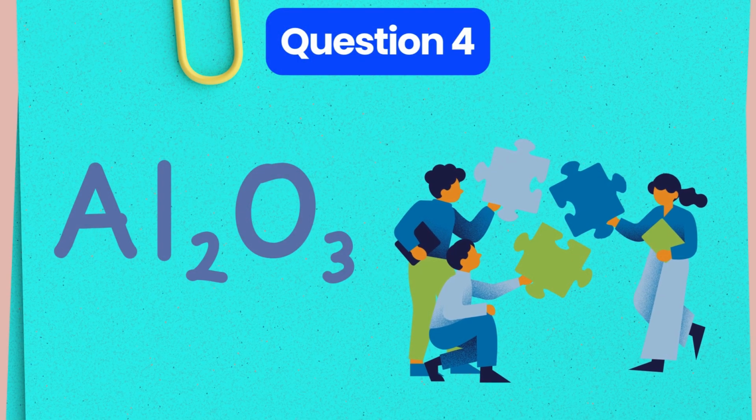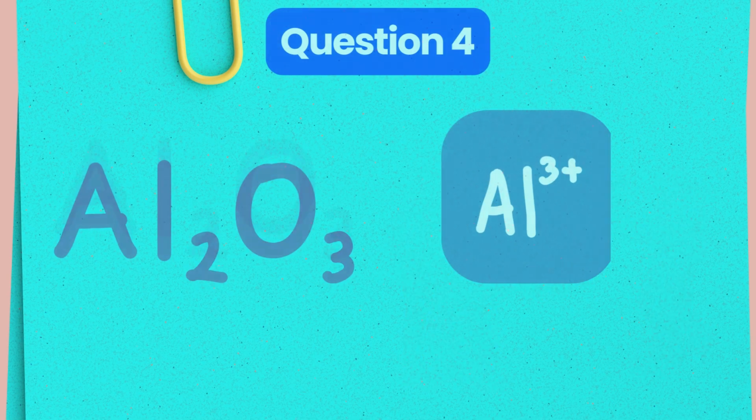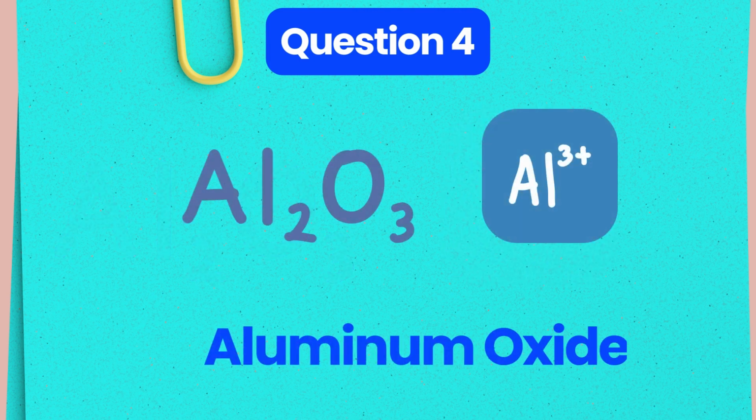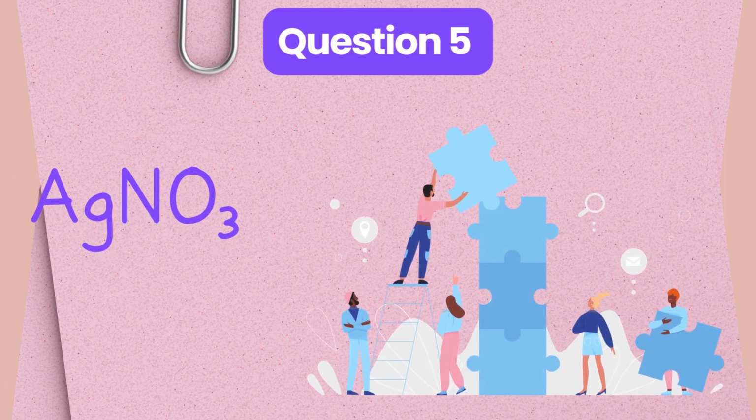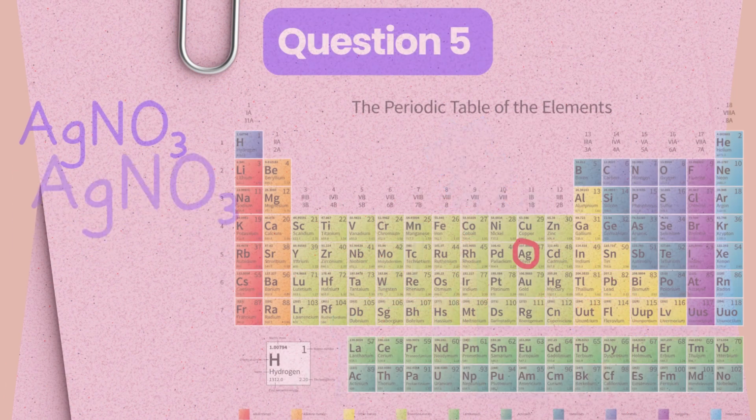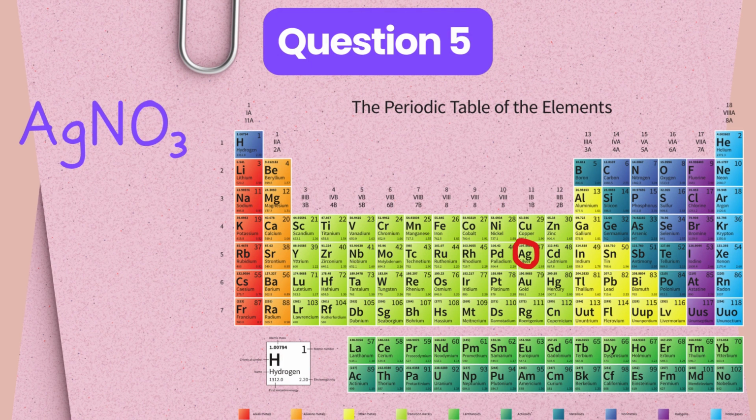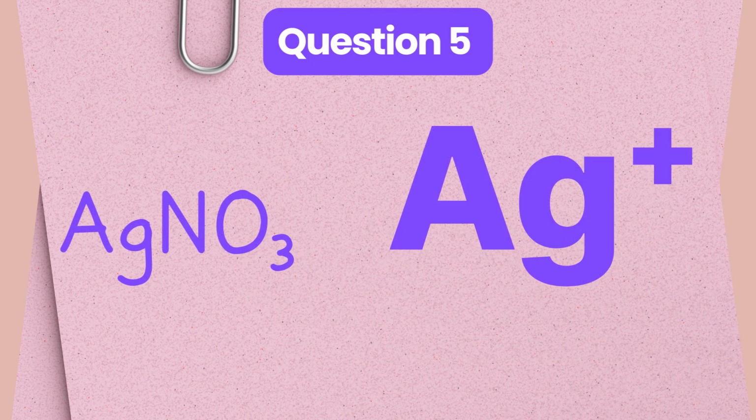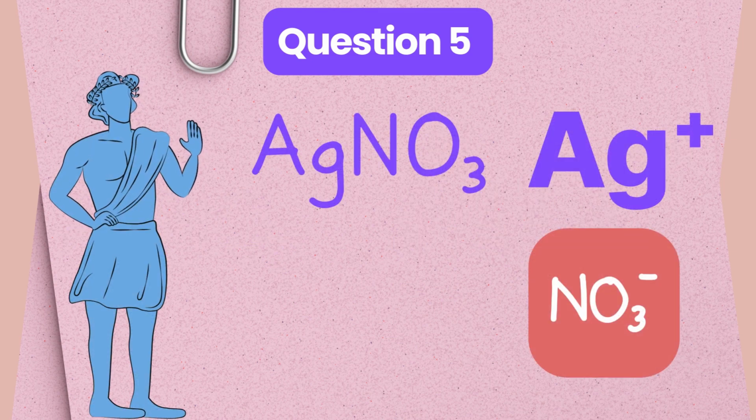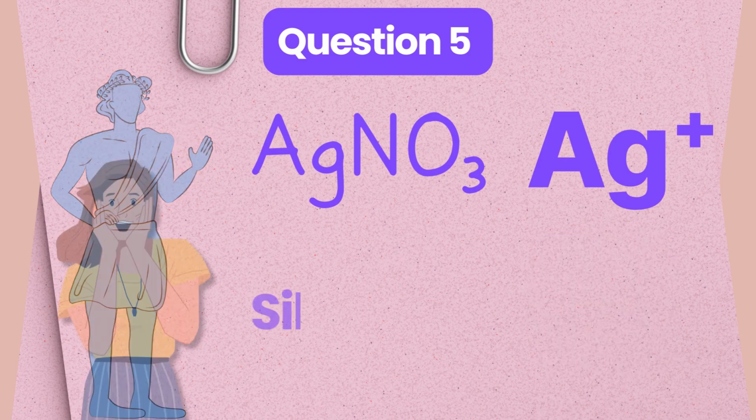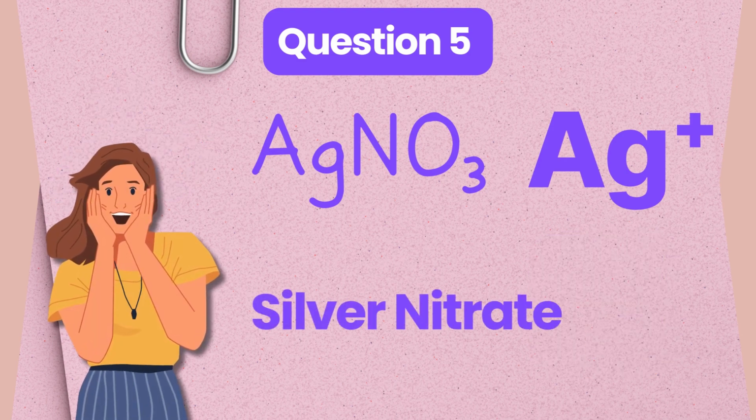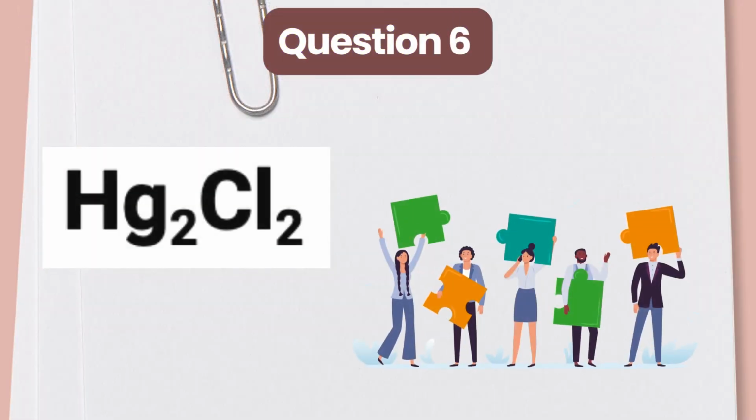Question 4. Al2O3. Aluminum has a fixed charge of 3 plus. So the compound is aluminum oxide. Question 5. AgNO3. Silver is a transition metal, but its ion has a fixed charge of 1 plus. So no Roman numerals. NO3 is a polyatomic ion, nitrate. So the compound is silver nitrate. Question 6.